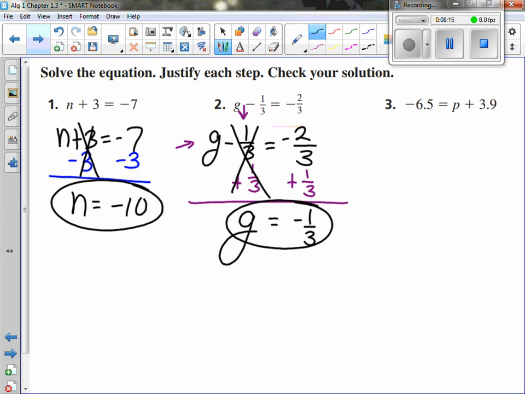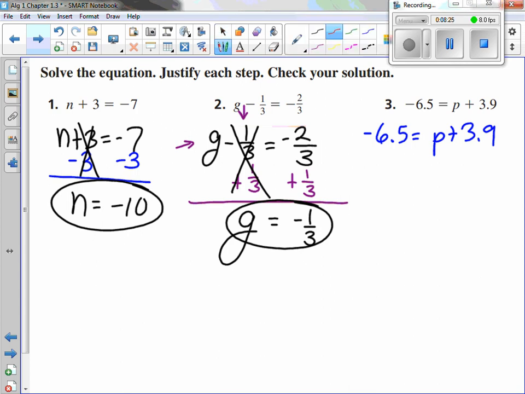And that brings us to our last one on here. Negative 6.5 is equal to p plus 3.9. Now to solve for the value of p, we need to get p by itself. And what is with p at the moment? 3.9. And it's positive. And since it's positive, we're going to subtract. We do the opposite. So we're going to subtract 3.9 from both sides. And the reason we can do this is because of our subtraction property of equality.